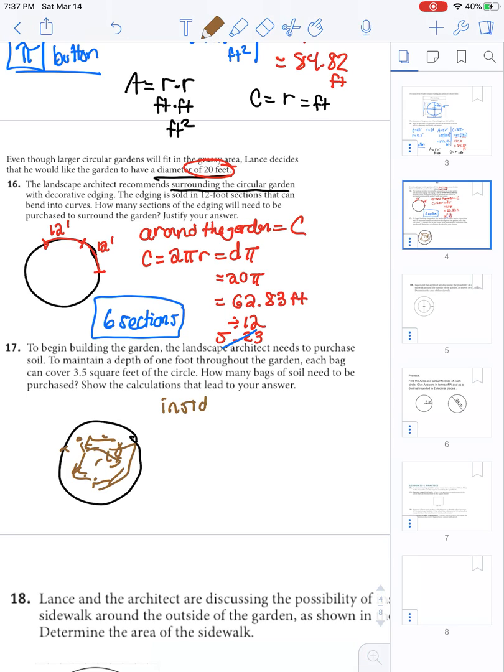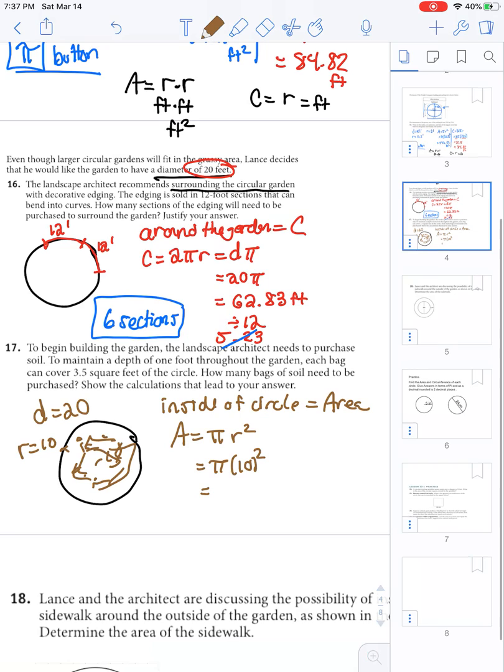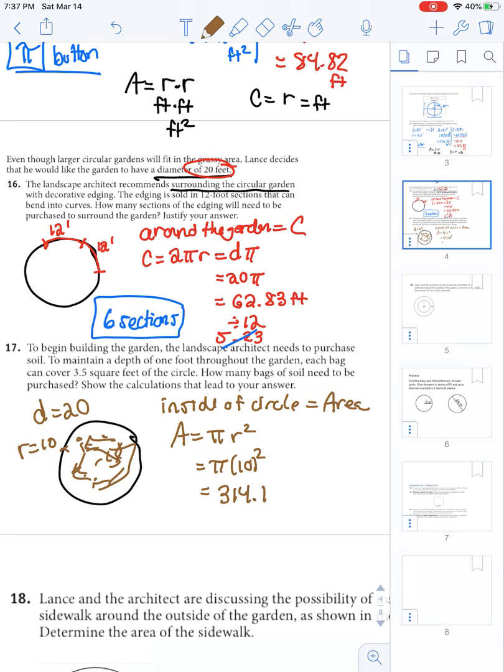Since we're filling up the inside of the circle, we are now looking for area this time. Area is pi times radius squared. Remember that our circle had a diameter of 20, which means it has a radius of 10. If we plug in 10 squared and multiply by pi using the pi button, we're going to get 314.16 feet squared. Now this is the full area of the garden.